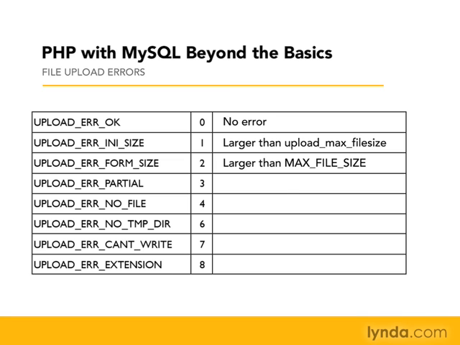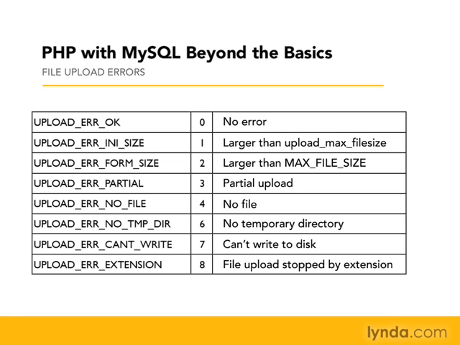Error number 3 is that there was a partial upload. The file didn't finish. Error 4 would be that no file was sent at all. You'll notice that error number 5 is missing from the sequence. That's an old error that's gone now. Error number 6, though, is that there's no temporary directory. And number 7 is that we can't write to the disk. There's a read-write problem, probably a permissions problem. And the last one's a little bit obscure, but it says that some kind of extension is stopping the file upload. So we would know to troubleshoot our extensions, which is something we haven't talked about yet.